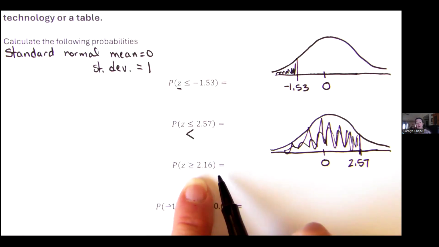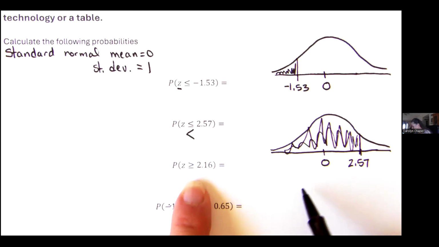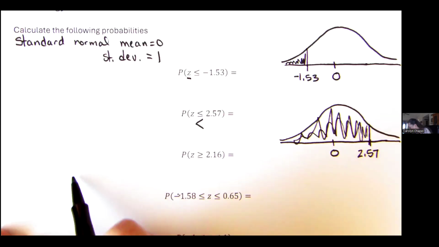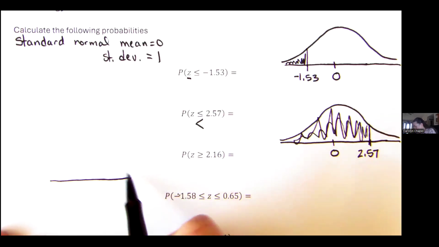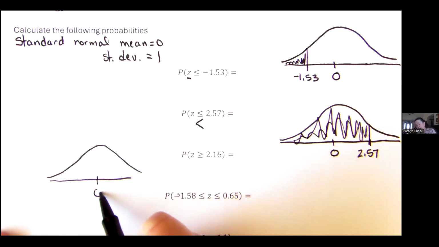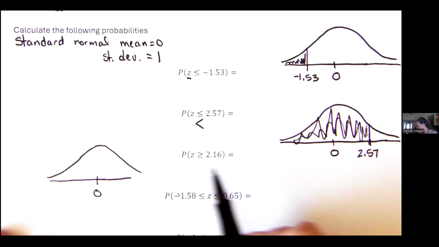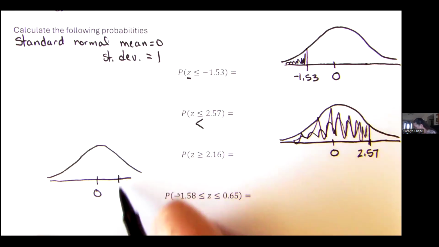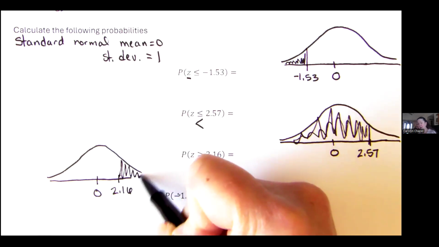Here I'm going to be going greater than 2.16. Maybe I'll draw him on this side. I should have gone every other so I could have fit them in. Again, we're still talking about the standard normal. I'm going greater than 2.16. So that gives me a value here.